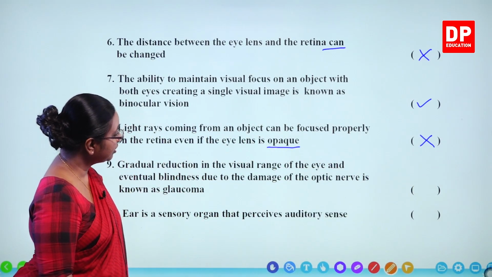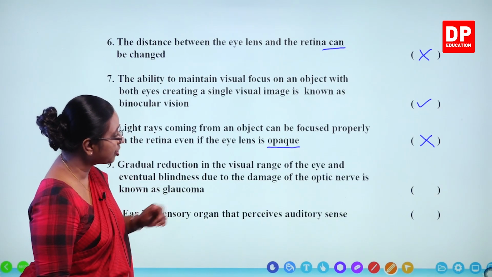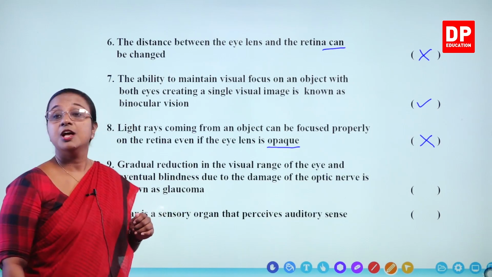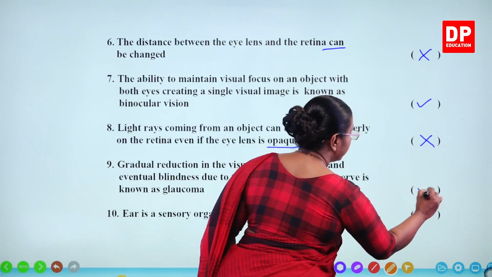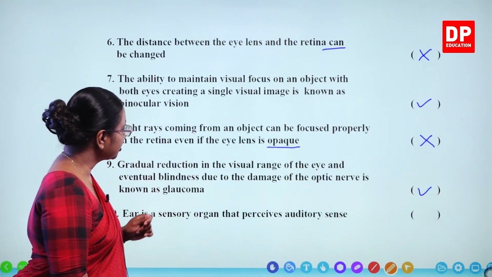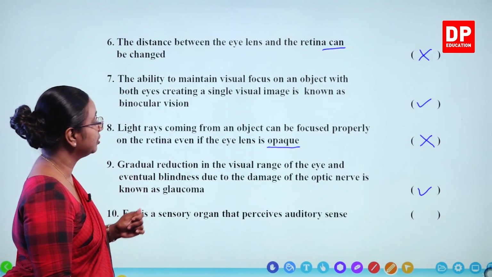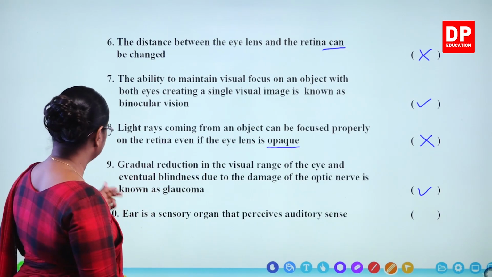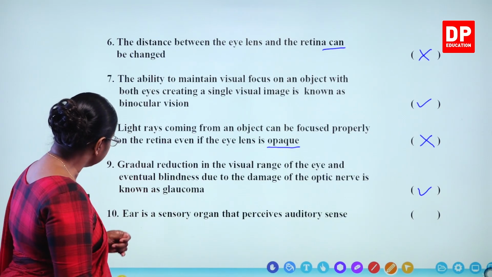Gradual reduction in the visual range of the eye and the eventual blindness due to the damage of the optic nerve is known as glaucoma. That is also correct. That's the explanation for glaucoma. That is correct. Then the 10th one.